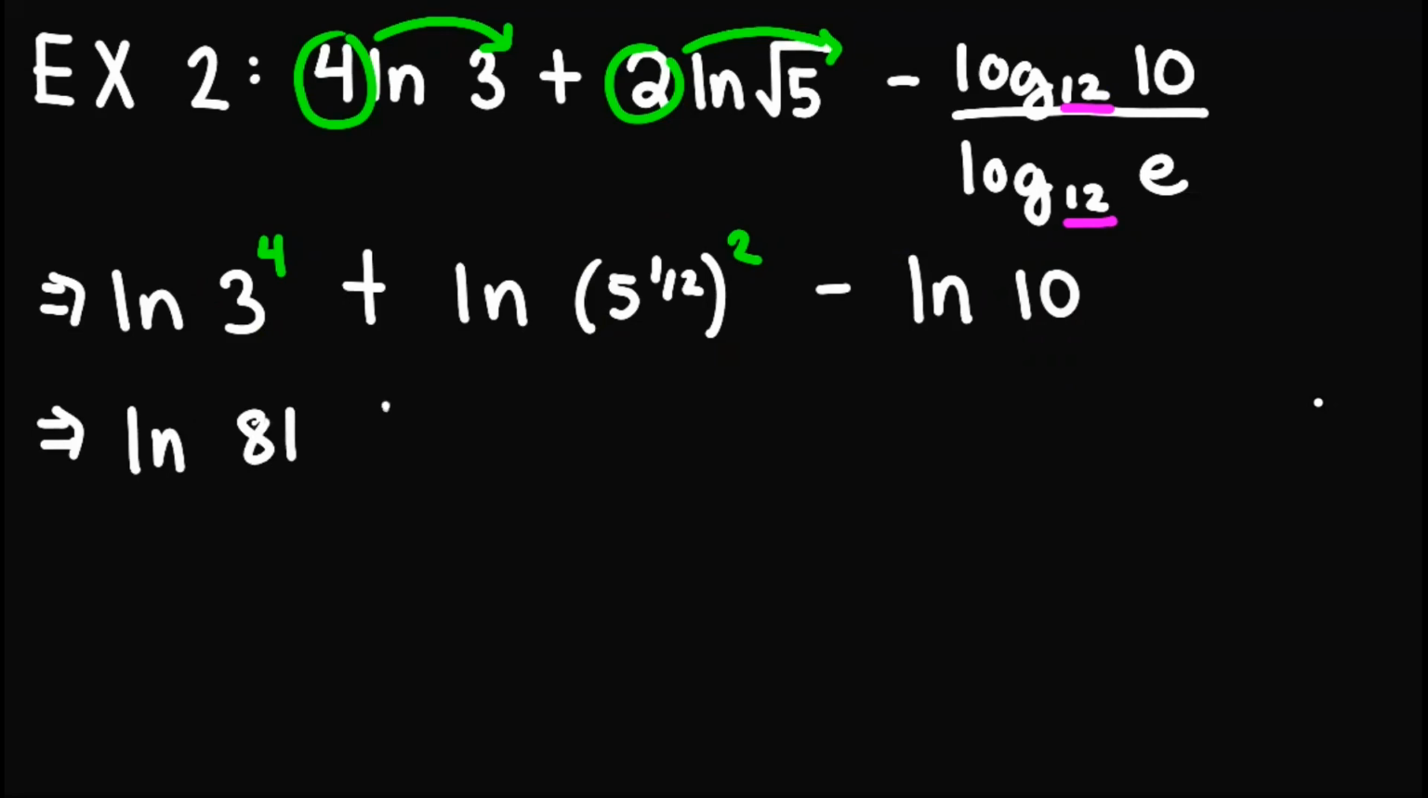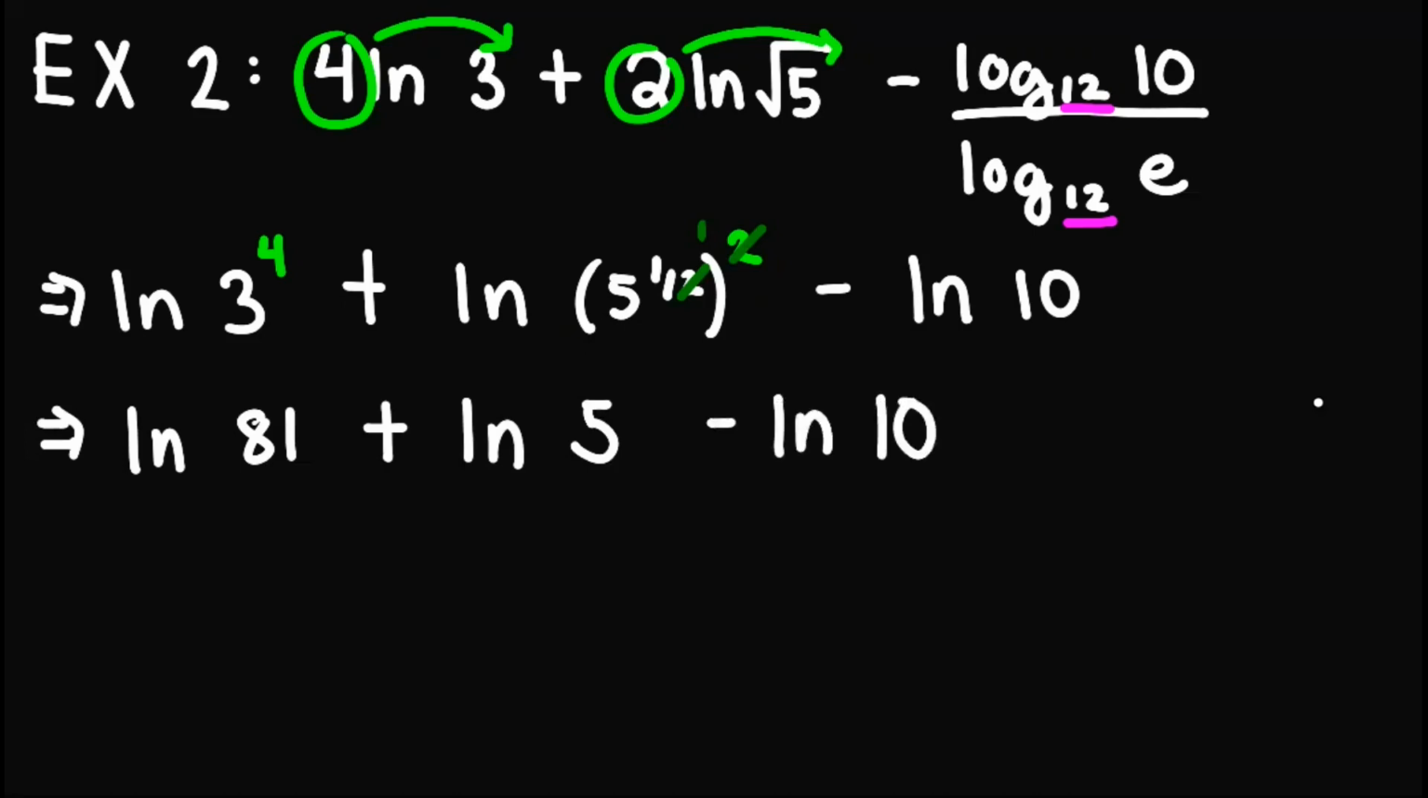Yep. And note that 1/2 times 2 out here will simply cancel out. So we'll be left with 1. So this one in the middle is simply ln of 5. And just copy the ln of 10.